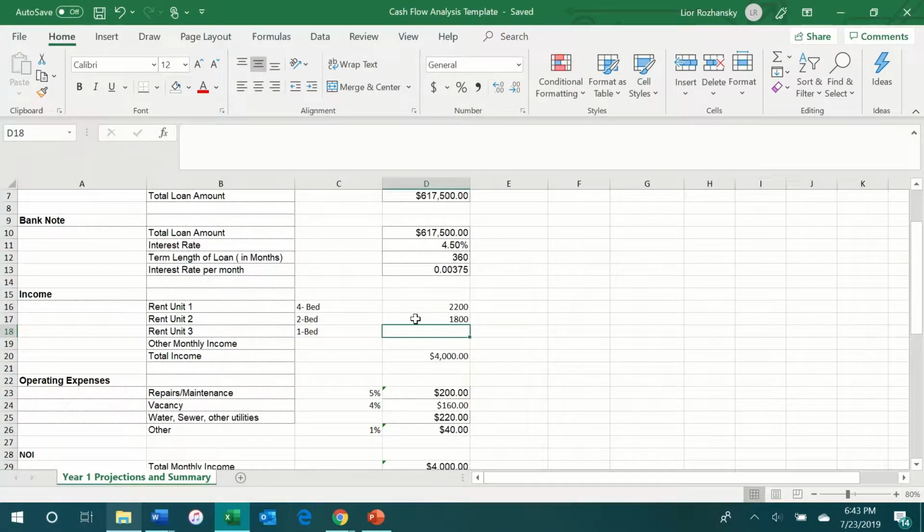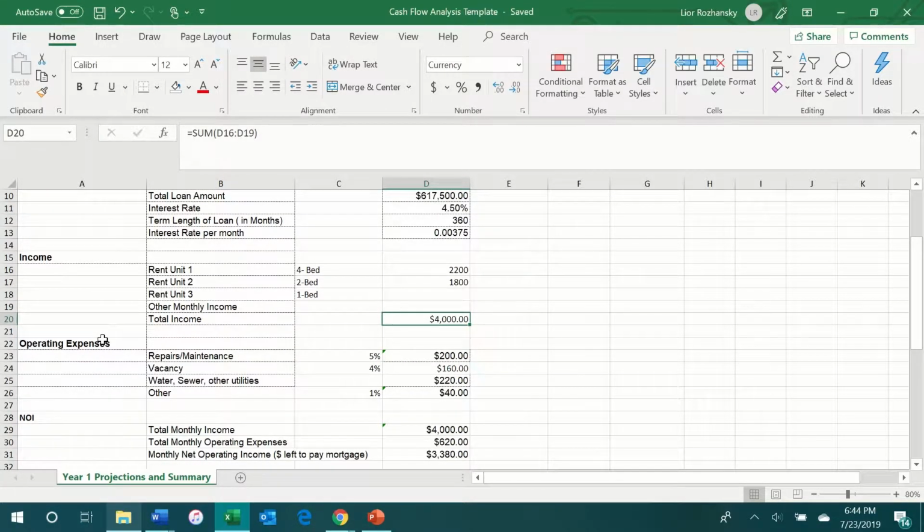One other line item is other monthly income. Usually for 2 to 3 families, that means if there's on-site laundry machines, where the tenants pay you, that could be another source of income. So your total monthly income right now is $4,000 for the property.